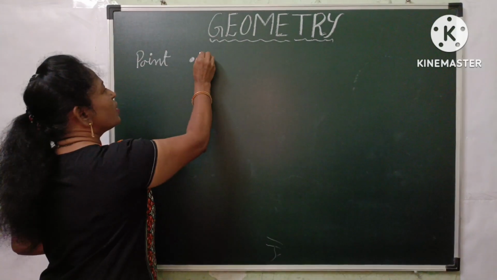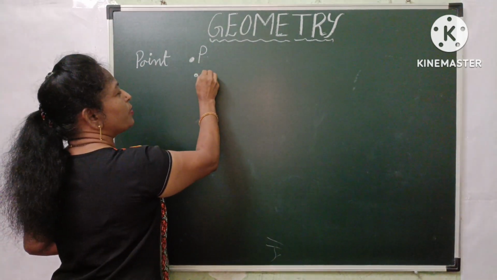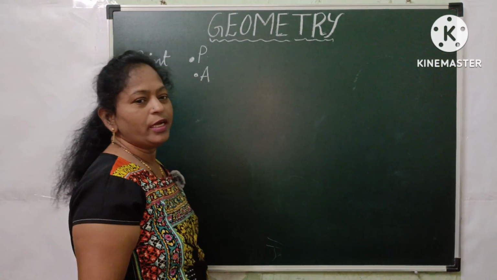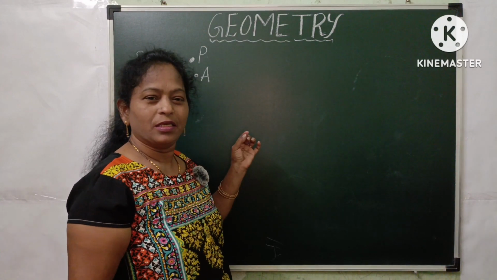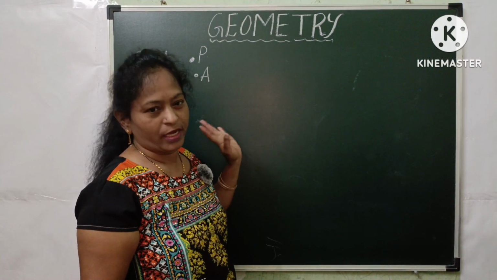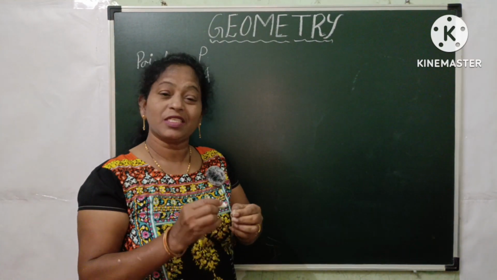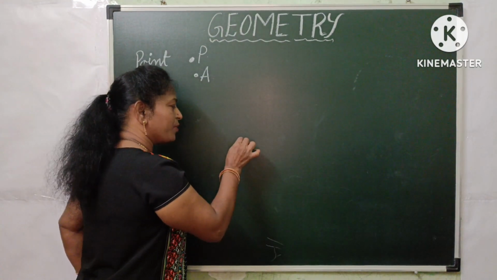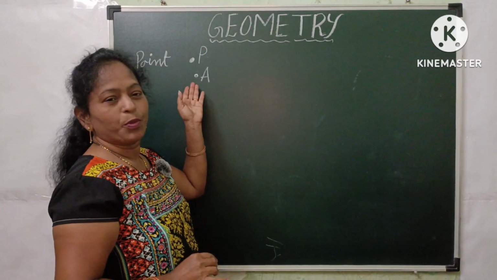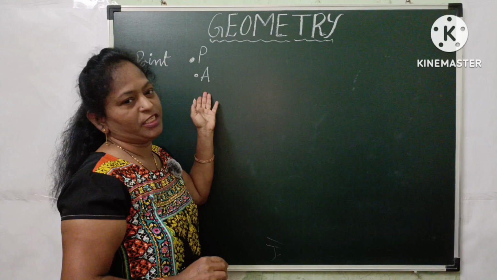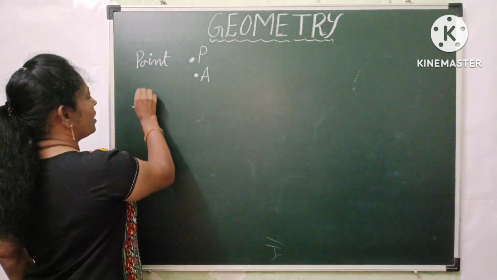We denote points with capital letters, like point P, point A. We use capital letters only. A point does not have thickness. It has no length, no breadth, no thickness. It is a very tiny dot, like the sharp edge of a pencil, which we already know. This is the dot. It is called a point. Point means it shows the location. Next, line segment.